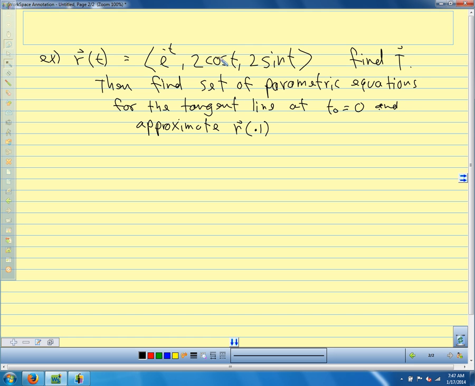In the YZ plane, if we project this onto the YZ plane, what does 2 cosine t, 2 sine t give us? Circle. So on the YZ plane, our projection is a circle. And then this e to the minus t, what is it telling us it's doing along the x-axis?